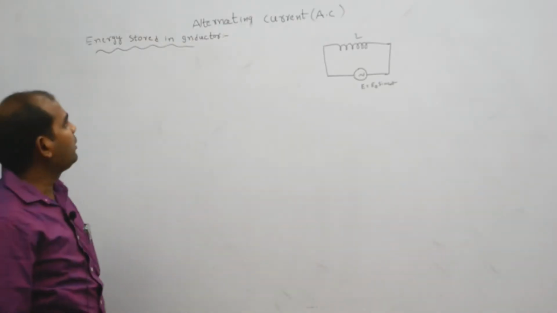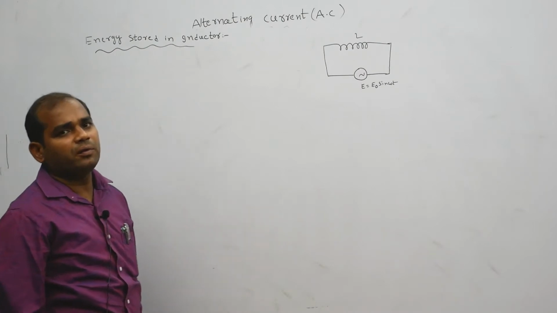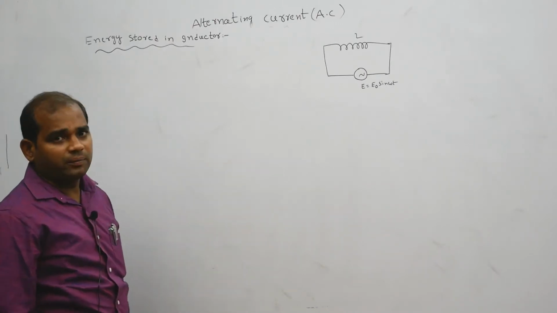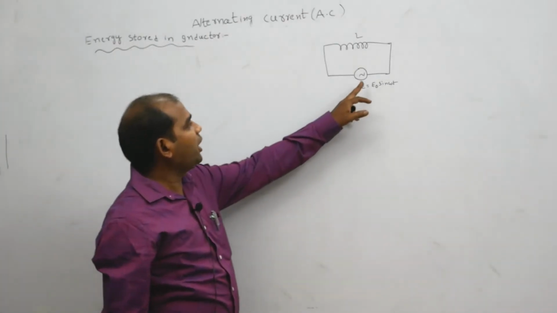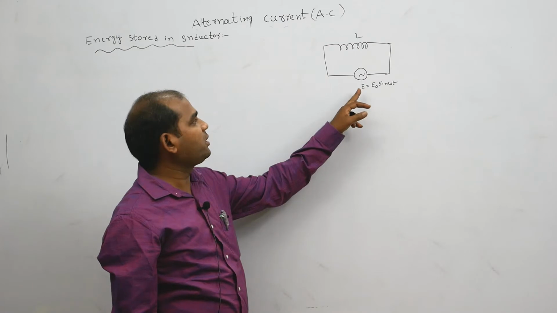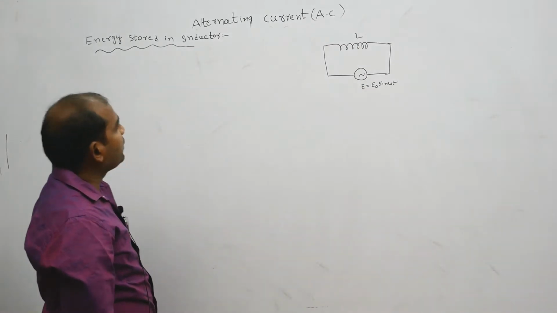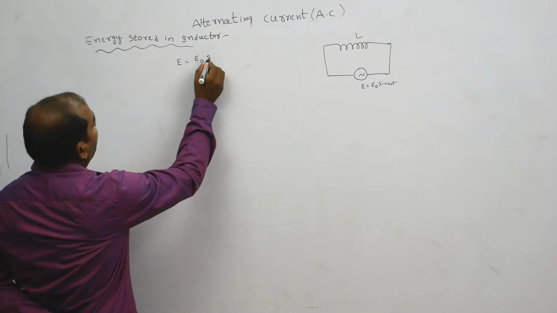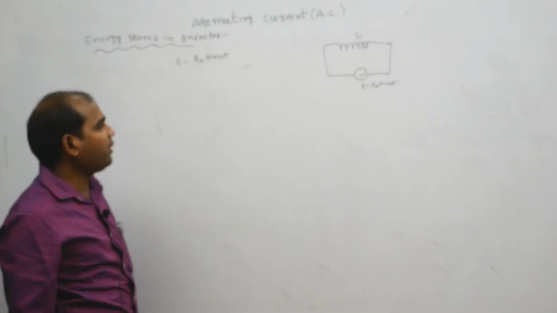The next topic is energy stored in an inductor. In this topic, we are deriving the formula for energy stored in an inductor. Magnetic energy stored in an inductor. Now, the same AC current source is taken and connected to the inductor. The EMF of the alternating current source varies according to this formula: E is equal to E naught sin omega t.